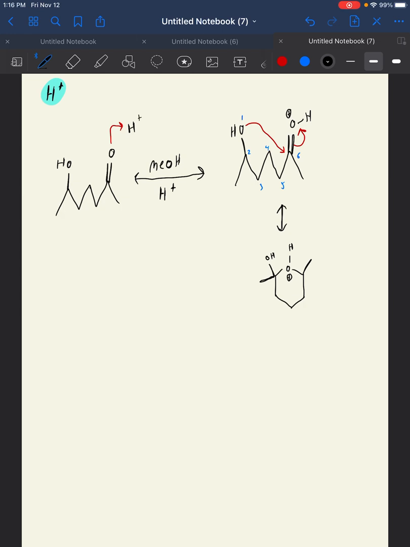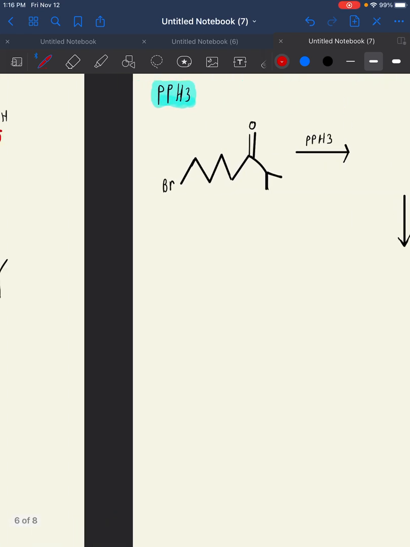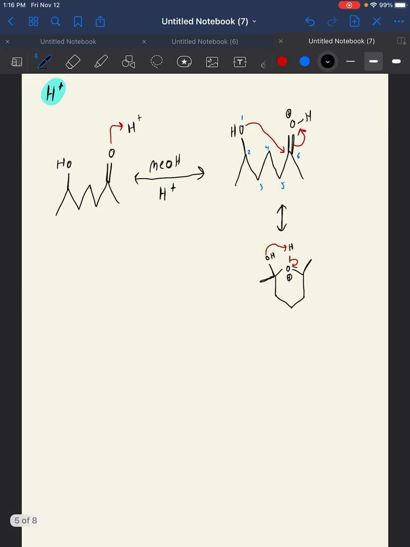We can then, though, if you recall from the other mechanism, that resonates in. This oxygen grabs that hydrogen, oh my bad, and that will take us to our next step.